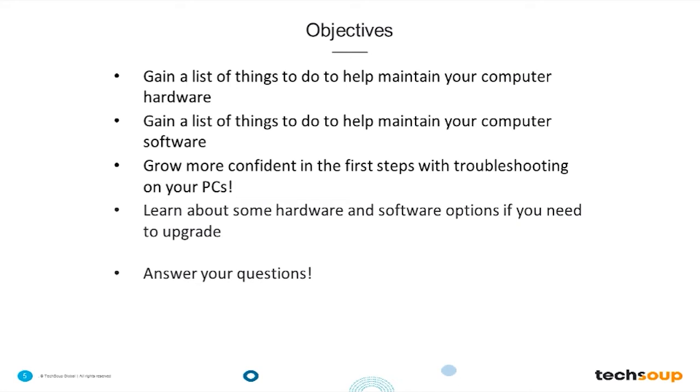So looking at our learning objectives for today, what we are hoping that you'll get out of this is to gain a list of things to do to help, first off, maintain the computer hardware you already have, and to help you maintain your computer software, because both of those are kind of key in helping you solve most of your problems that you may encounter. And then we want you to become more confident with these first steps on how to troubleshoot.